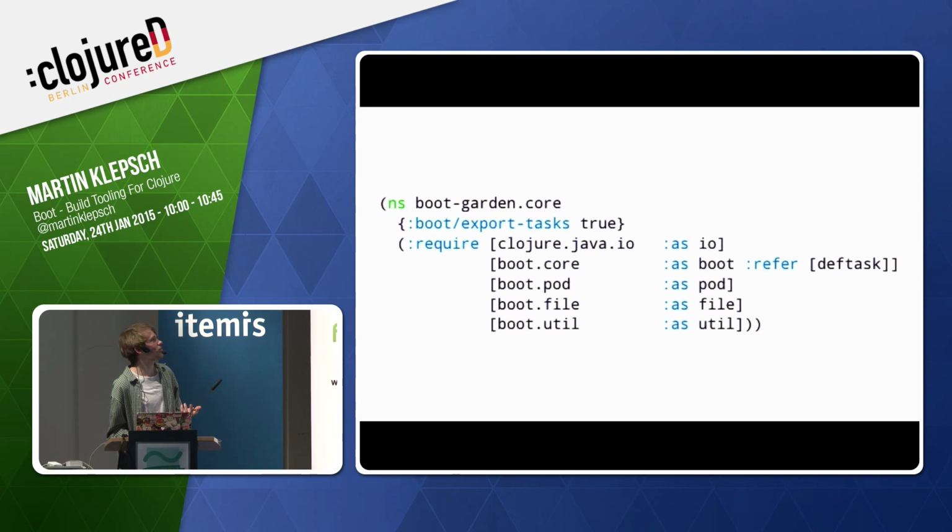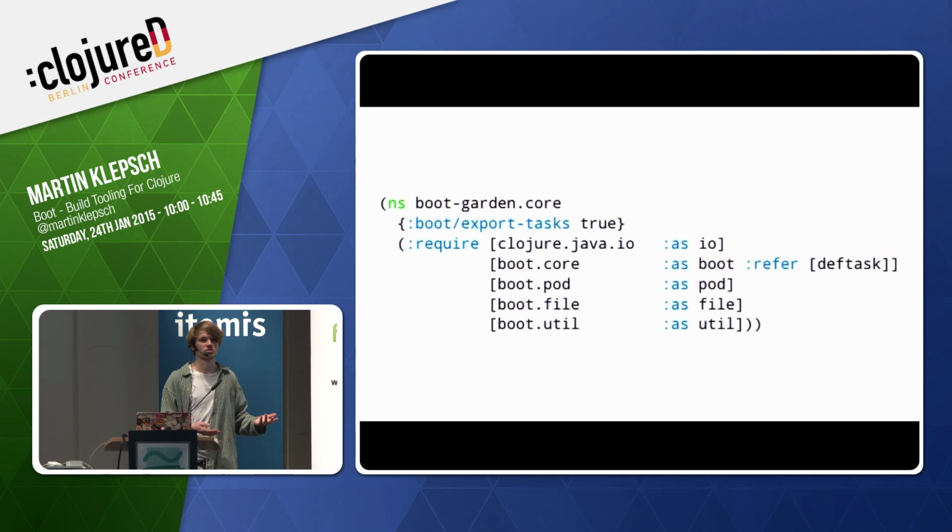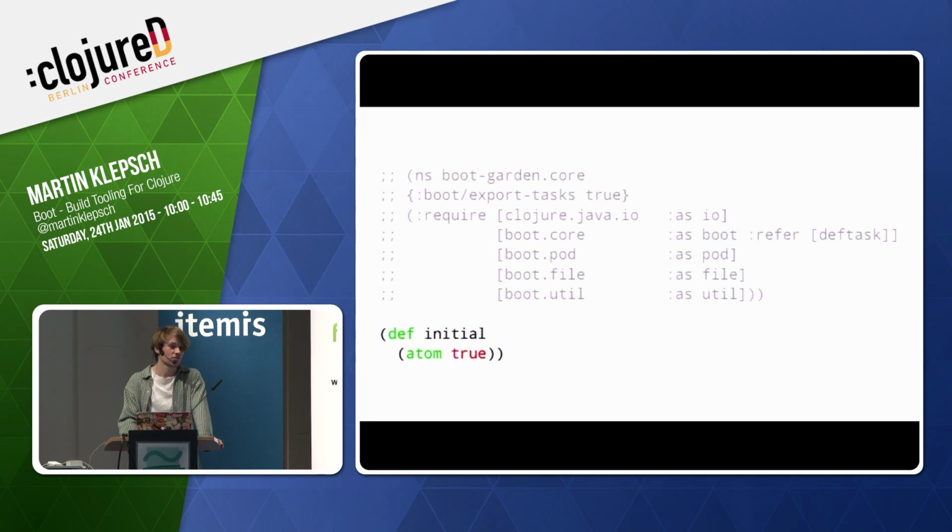All right, so let's start with the beginning of the file. It's quite simple, a namespace form. We require a bunch of stuff that boot provides that we need. Also, we want to do some I/O stuff. I guess that's fairly straightforward. What we're also saying is we want this task to be available in our build.boot file. So I guess that's clear so far. And then we define initial, which is just an atom that says true. We're going to use that to check if this is the initial run of the task. You will see why this is necessary later on.